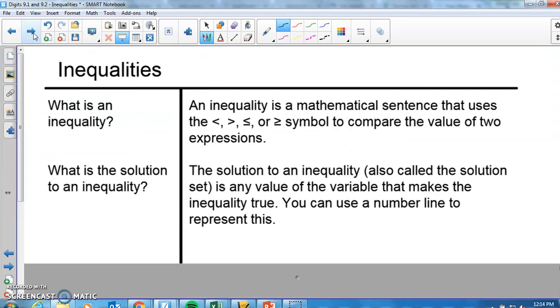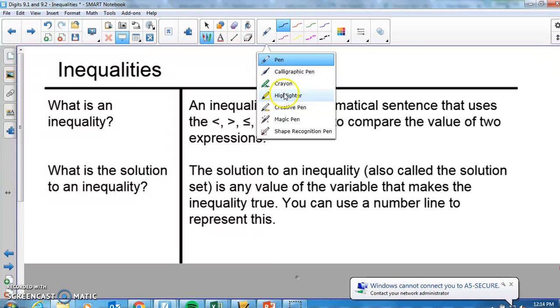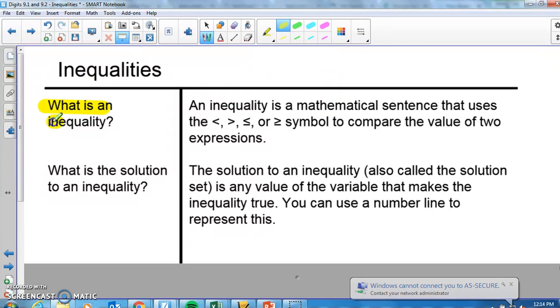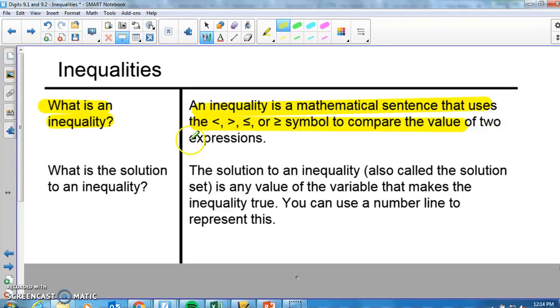All right, so now let's get into our notes. And again, stop the video, pause it as you need to. All right, we're going to start off with what are inequalities. So what is an inequality? And again, I need you copying this down. An inequality is a mathematical sentence that uses the less than, greater than, less than or equal to, or greater than or equal to symbol to compare the value of two expressions.